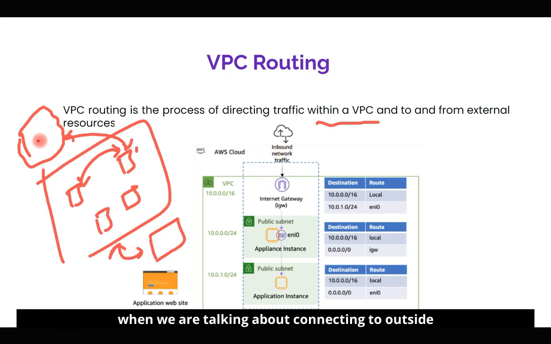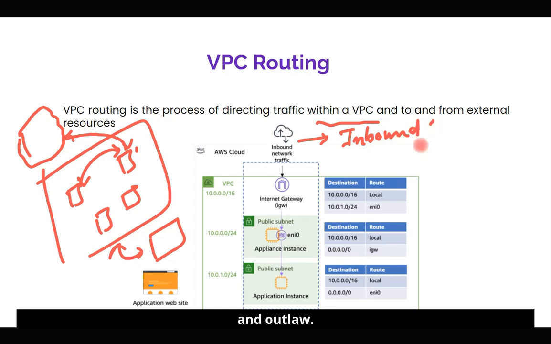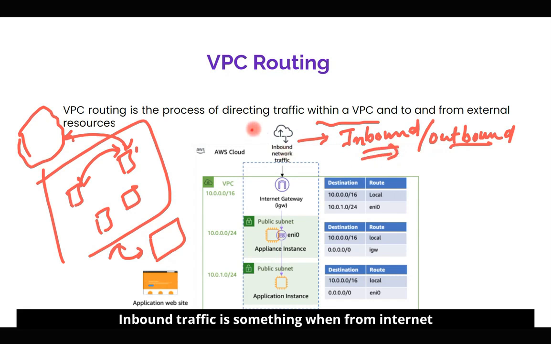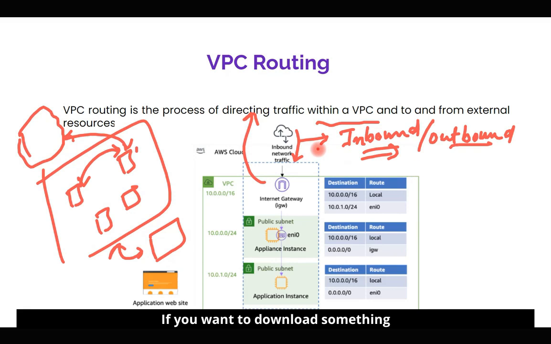When we are talking about connecting to the outside world, we have two types of network traffic: inbound and outbound. Inbound traffic is when somebody from the internet is accessing our AWS network. Outbound traffic is required when we want to upload anything, meaning our traffic is going towards the internet. When you are uploading any file to the internet, it will be outbound traffic. If you are downloading something or sending traffic from the internet to your VPC or your AWS network, it is inbound traffic. So whatever connectivity you require, this is known as VPC routing.